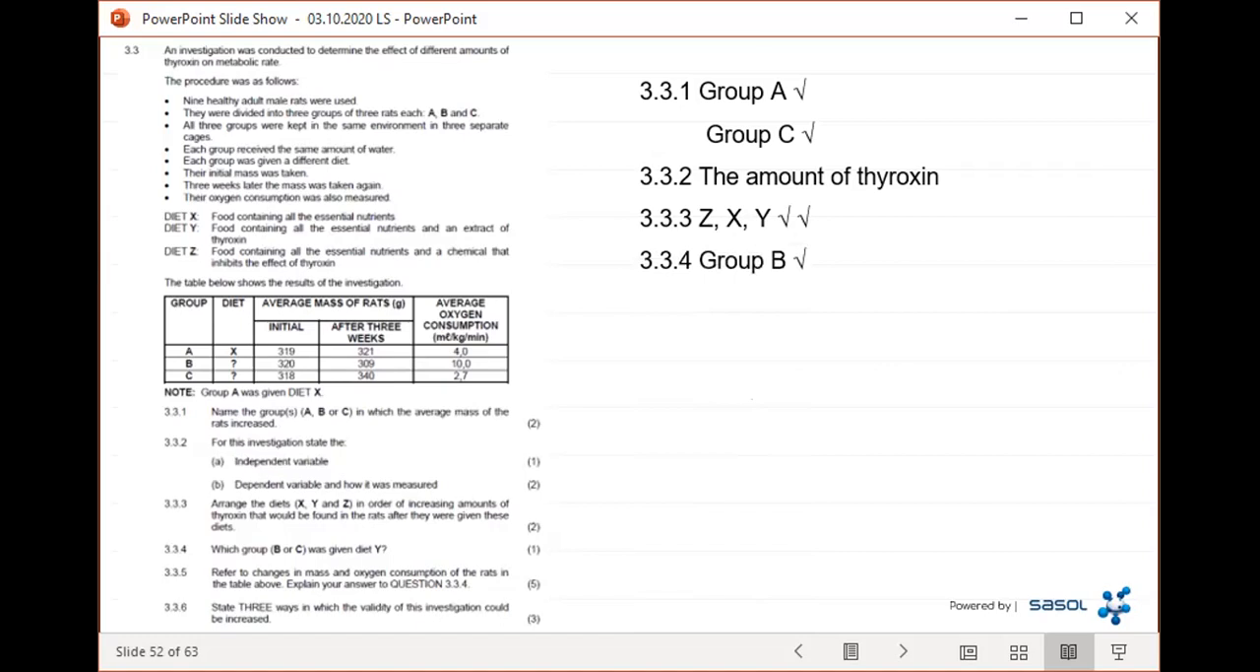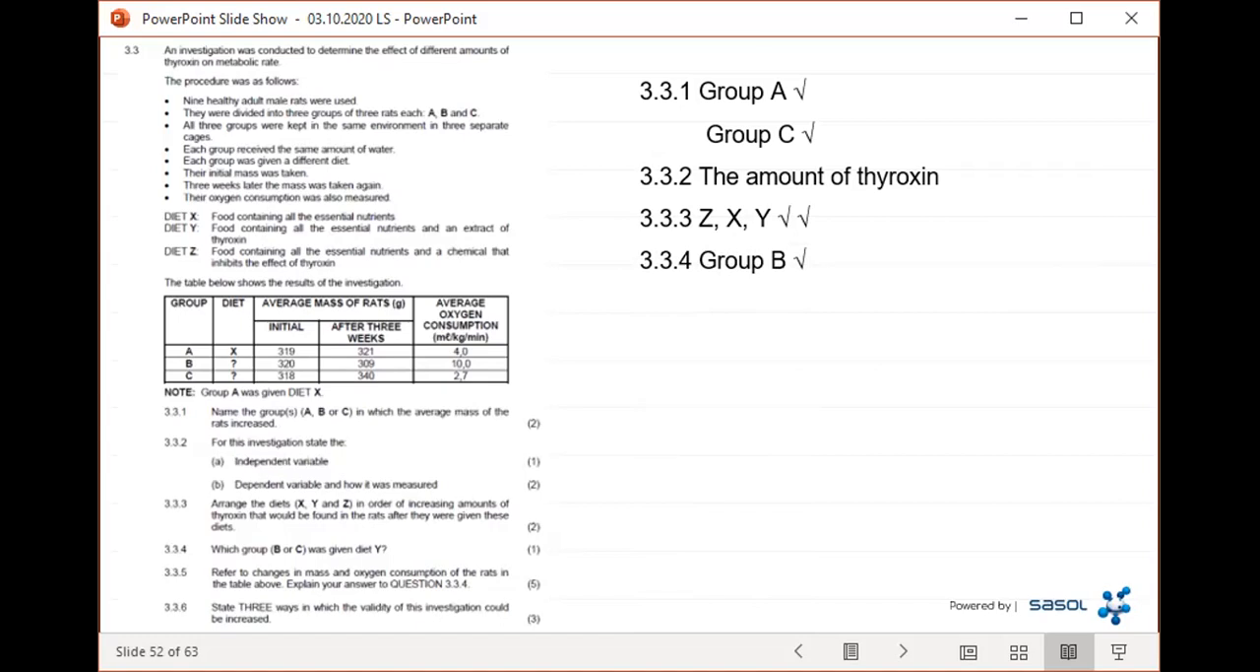Why do we say group B? Because group B decreased in weight. So remember, thyroxine helps with metabolic processes; it increases metabolic rate. So it would be group B because their metabolic rate was quite fast and they actually lost some weight. Their mass decreased.